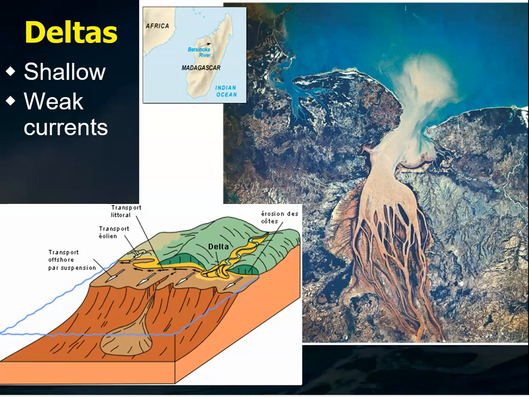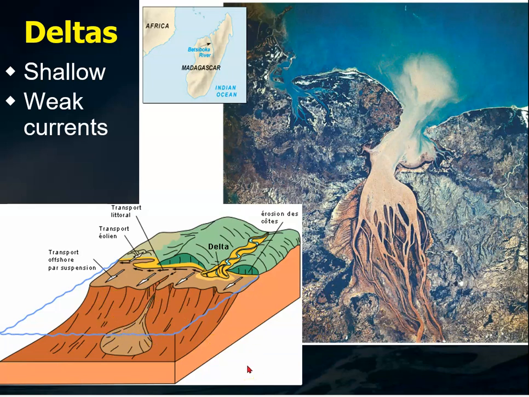But suffice to say, when a stream enters a large body of water, whether it's a lake or an ocean, it no longer can transport the material, so it has to dump it, and it deposits it right at the mouth of the stream. Now, if that material builds up and extends out into the body of water, that would be a delta. So you need to have shallow water, and if you don't, the sediments will just keep falling off into the deeper ocean, kind of what you're seeing over here.